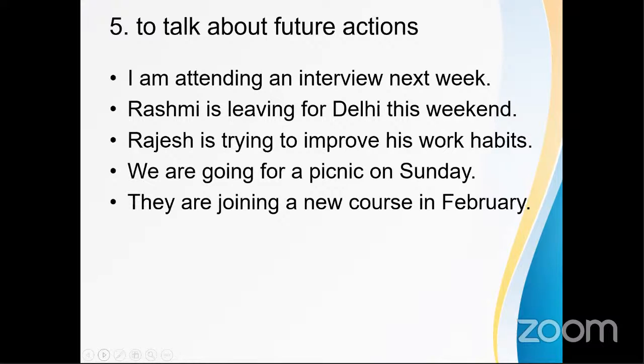For present continuous, how does it come? I am attending an interview next week. Similarly, Rashmi is leaving for Delhi this weekend. All right. So Rashmi over there is the third person singular. Similarly, the next sentence: Rajesh is trying to improve his work habits. We are going for a picnic on Sunday. Next, they are joining a new course in February. So all these are sentences which talk about something which is going to happen, which are future actions, not something in the present, but something in the future. Is it clear?